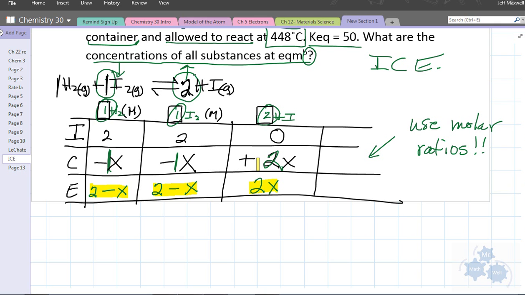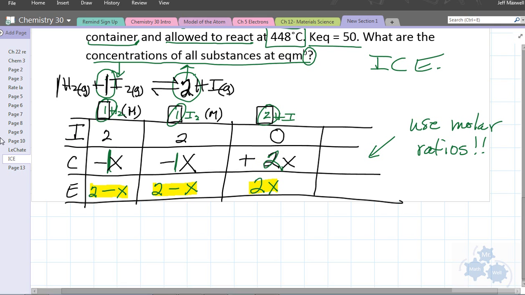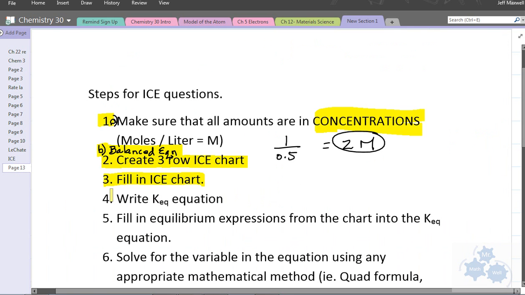Okay. Now how do we find out what the equilibrium concentrations are? Well, we have to solve for X. So that means we need to make an equation. So step number 4 is write the equilibrium constant equation, the KEQ equation.